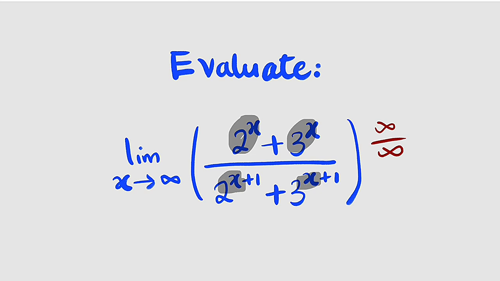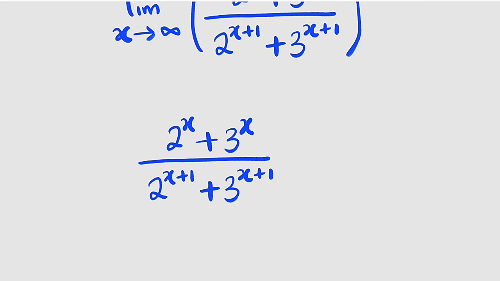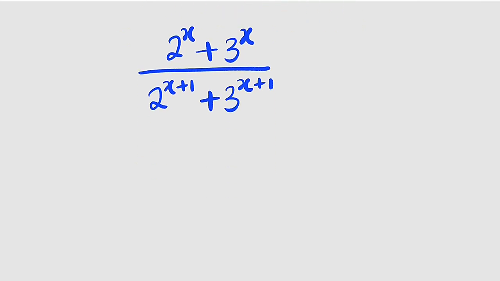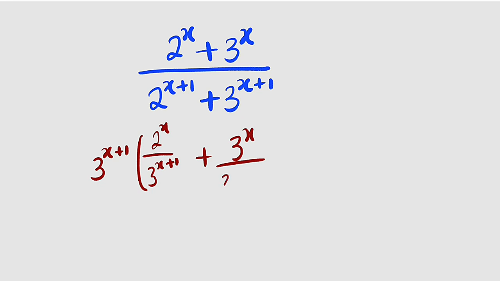So what are we going to do here? We are going to simplify it a little bit. So here is our function. I would like to factor out 3^(x+1) from both numerator and denominator. So to the top we have 3^(x+1) outside, but remember to divide the terms by what you have factored out. We have 2^x divided by 3^(x+1), right? Then plus 3^x divided by what we have factored out, which is 3^(x+1).